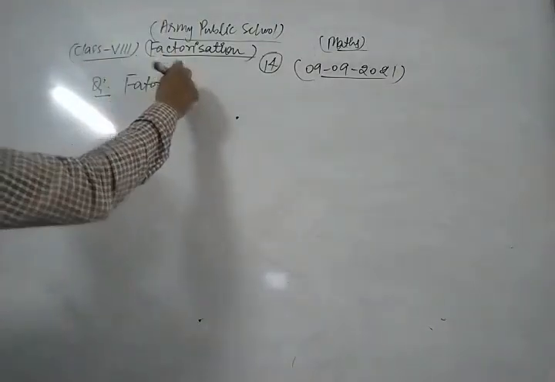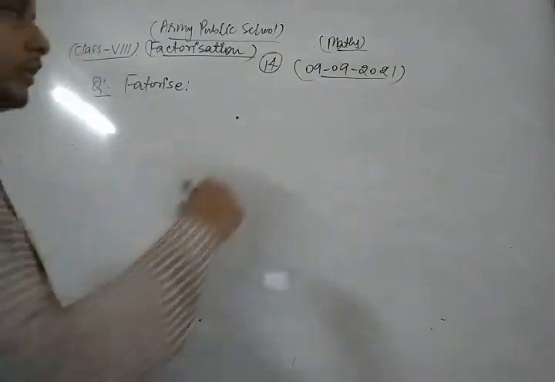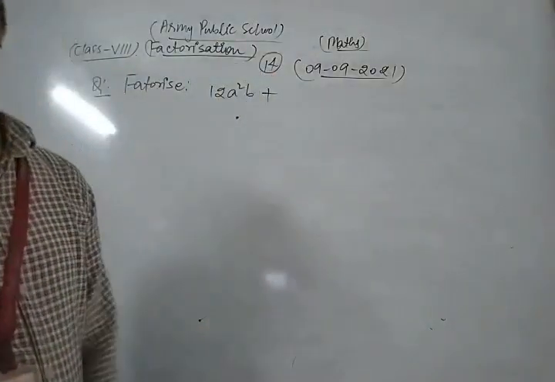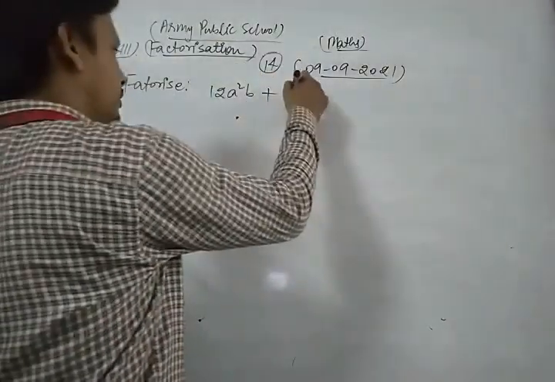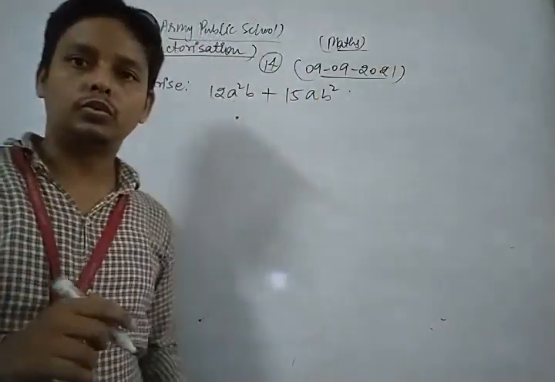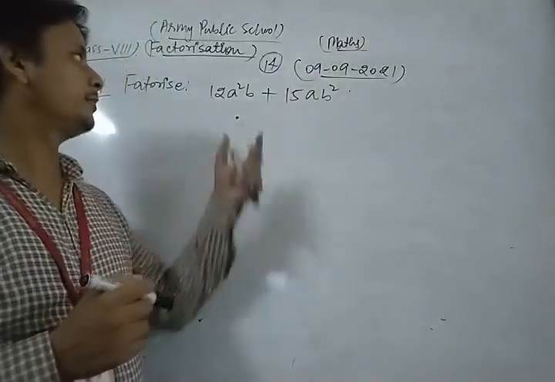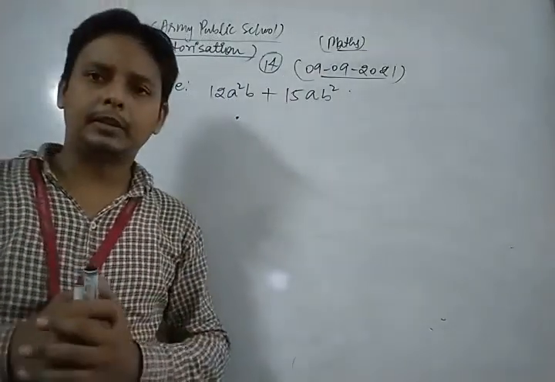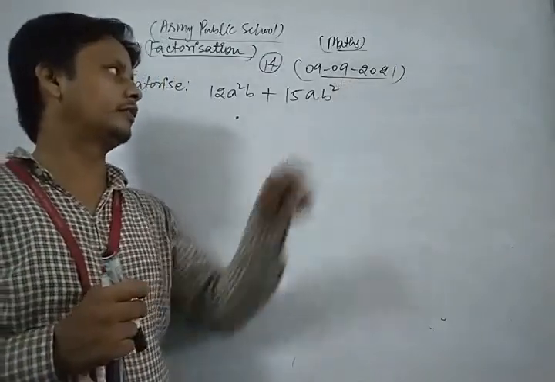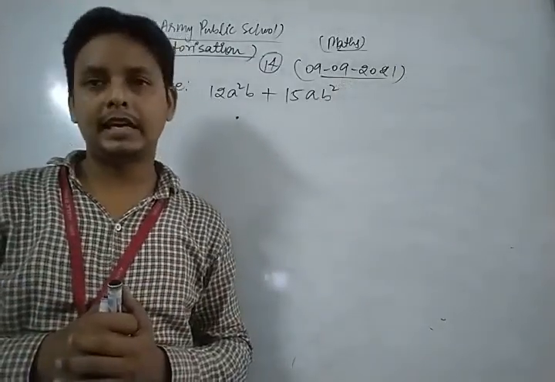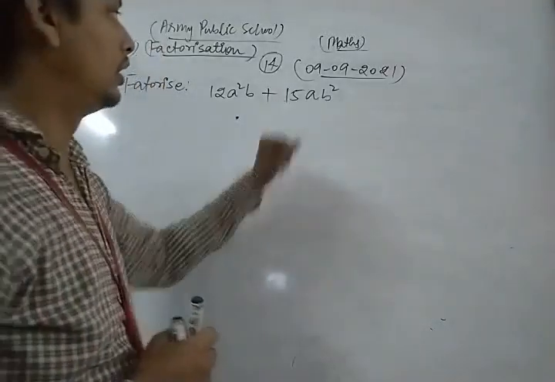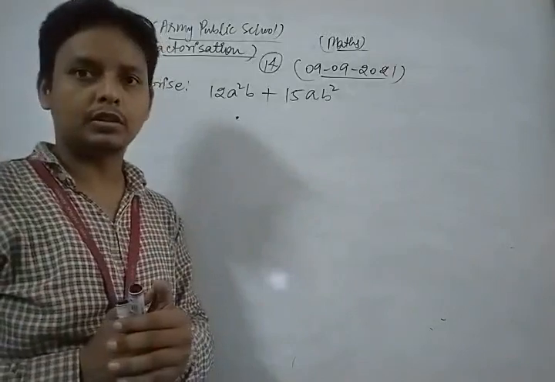factorize 12 a square b plus 15 ab square. Okay. So our question is factorize 12 a square b plus 15 ab square. Okay. So look, dear friends, this is a very important question.